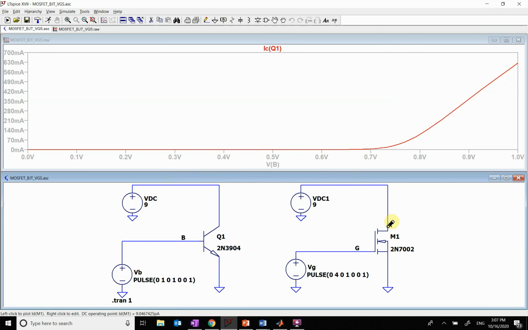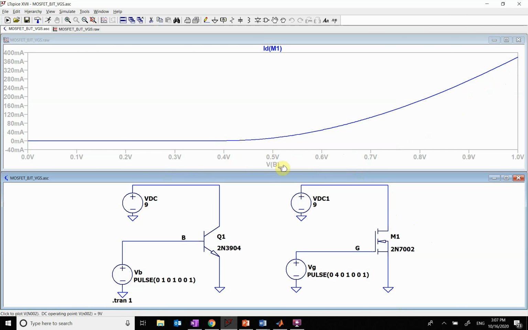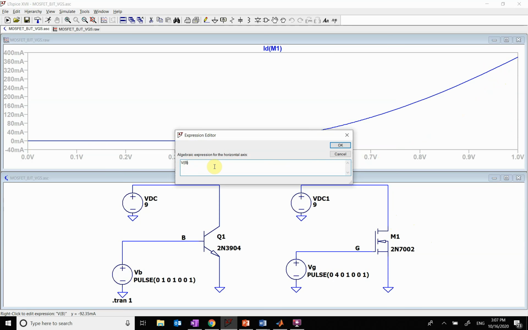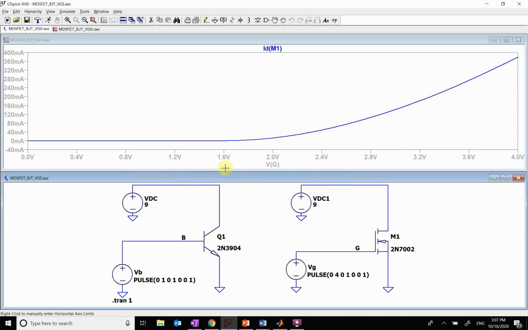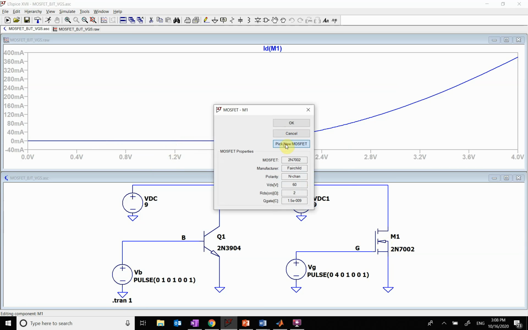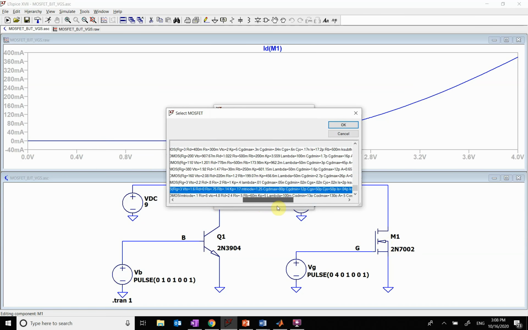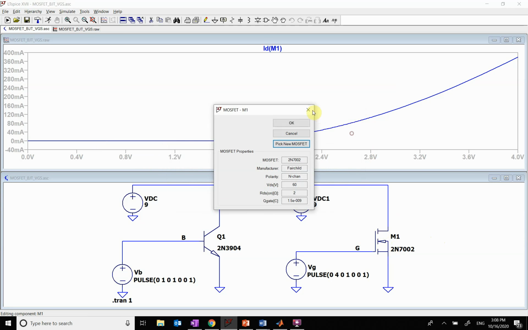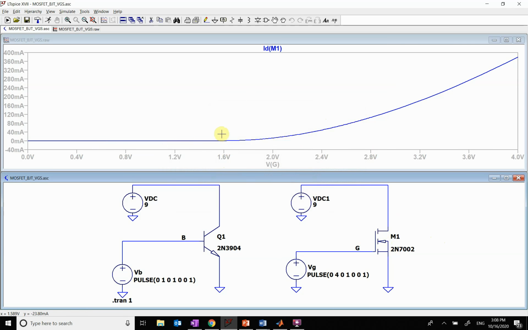Okay, so now let's look at the MOSFET. Let's change this to V of the gate. And you see it looks kind of similar. I get very low current, but it doesn't turn on at 0.7. It turns on at some threshold point. So if I look at this MOSFET here that I'm using, here is my threshold voltage right here. So we have the V threshold is 1.6 volts. So when I get to 1.6 volts, then it starts to conduct.